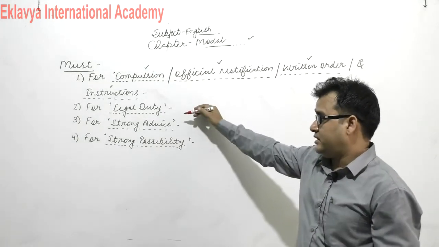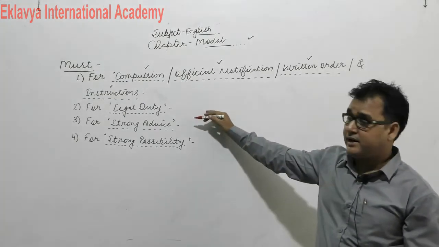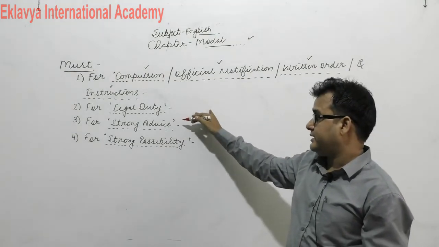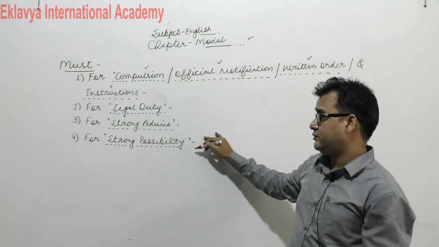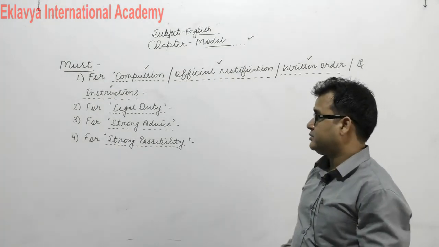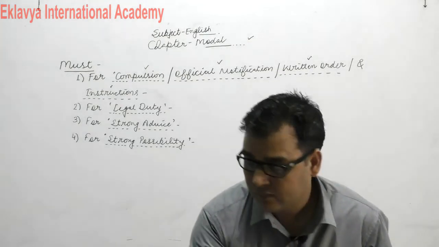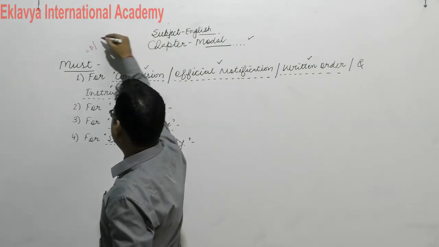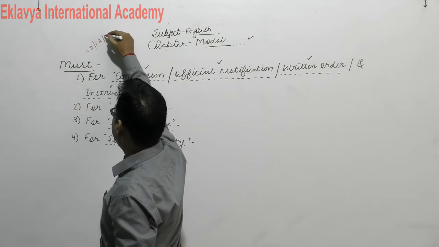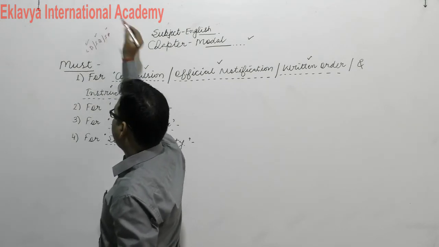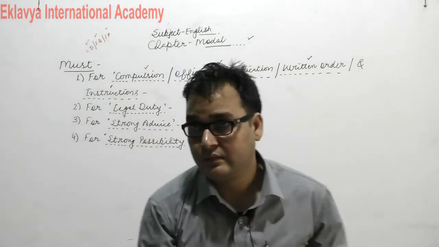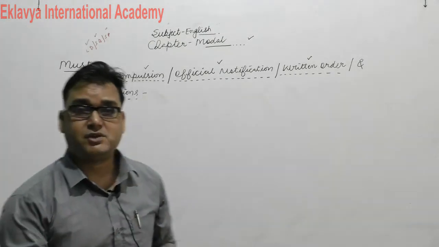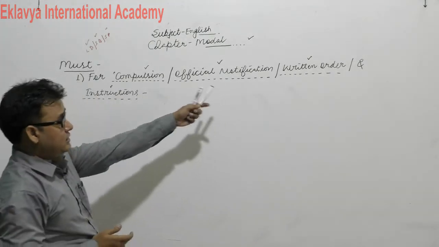So point number second is for legal duty, for legal duty we use must. The point number third is for strong advice, for strong advice we use must. And then is for strong possibility. Okay, these are the 4 points we use must exactly. So let's set these points one by one, okay, students. I'm mentioning here your points: legal duty second number, at the next strong advice, at the next strong possibility. So let's have point number 1 for compulsion and official notification, written order and instructions.